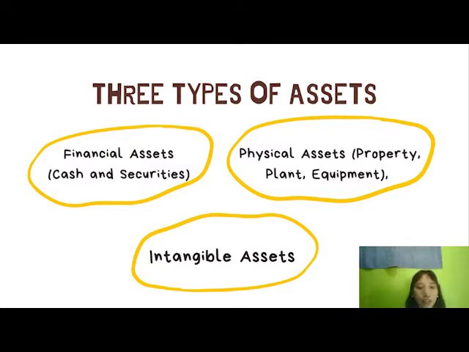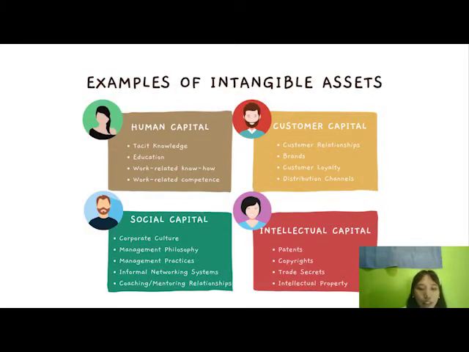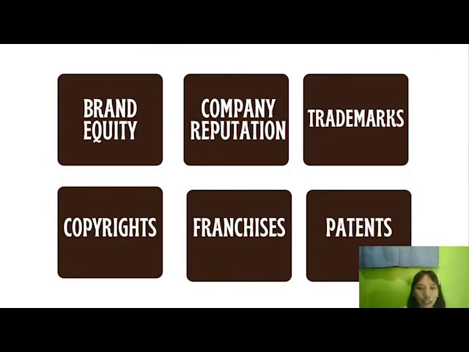Lastly, we have the intangible assets that consist of human capital, customer capital, social capital, and intellectual capital. If we observe the examples given on intangible assets, we will be able to distinguish their similarities, which are literally intangible or cannot be touched. In simple words, it does not have a physical nature, but its value makes it significant in companies. To have a better understanding, I will be providing more examples of intangible assets, which are brand equity, company reputation, trademarks, copyrights, franchises, and patents.